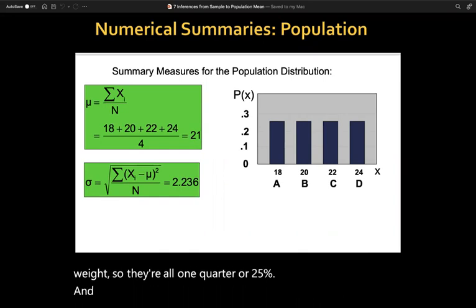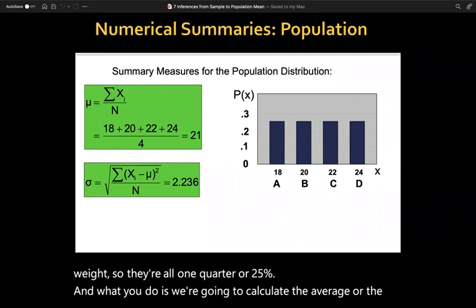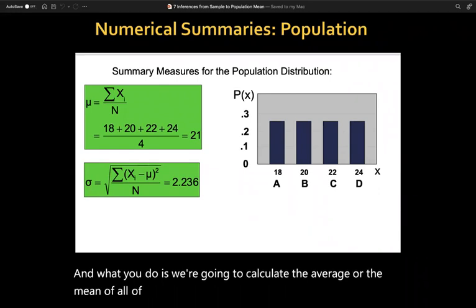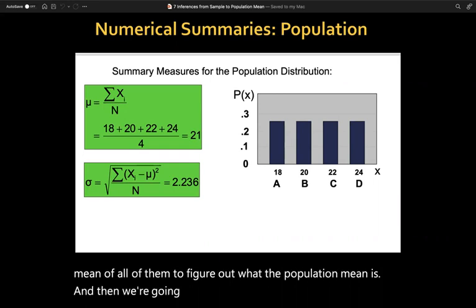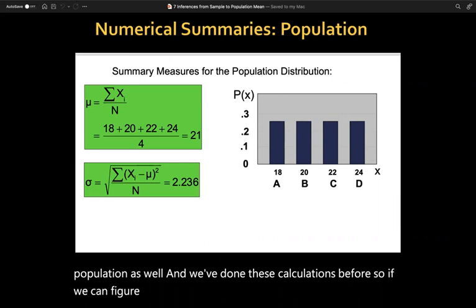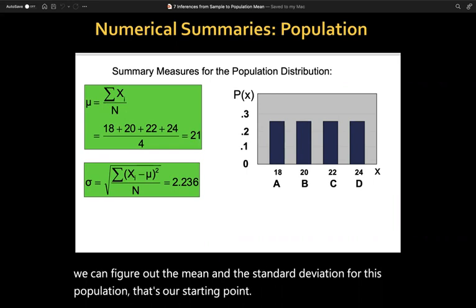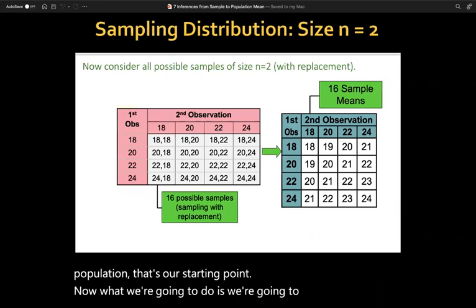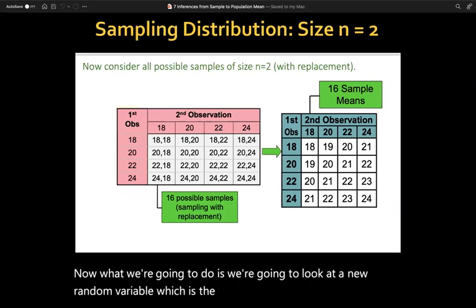And we're going to calculate the average or the mean of all of them to figure out what the population mean is. And then we're going to calculate the standard deviation for the population as well. And we've done these calculations before. So if we could figure out the mean and the standard deviation for this population, that's our starting point. Now, what we're going to do is look at a new random variable, which is the sample mean. So suppose we take a sample size of 2.